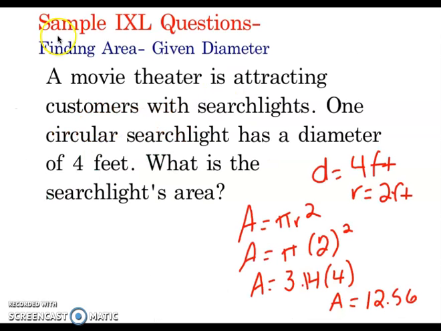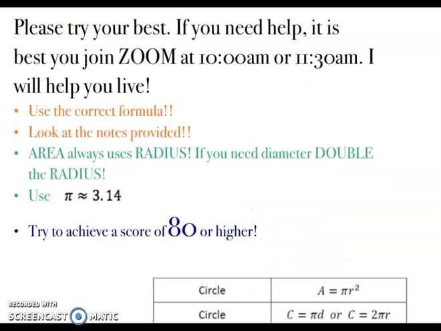But make sure you are using the correct formula, and look at the notes provided. Area always uses radius. If you need diameter, you have to double the radius. Make sure you're using pi as approximately 3.14, and try to achieve a score of an 80% or higher.